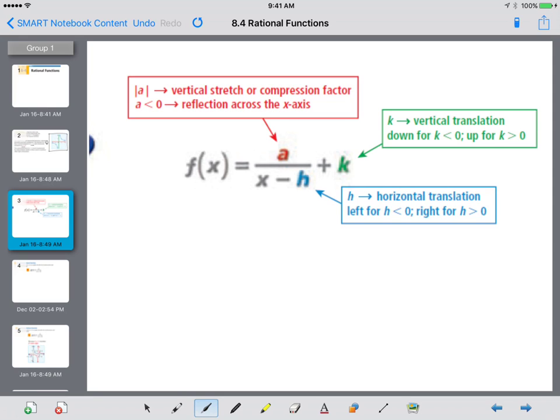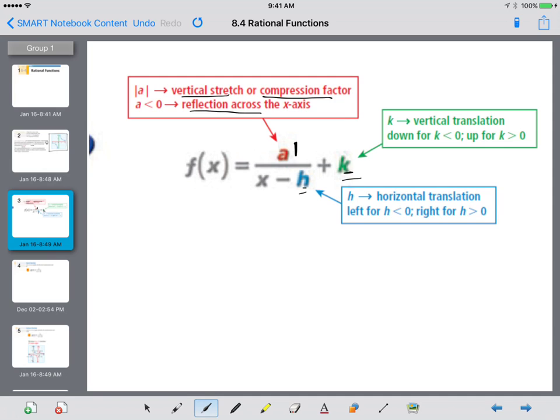F of x equals a. Well, typically, and right now, a is going to be 1. We're only going to deal with an a equal to 1. If a was something different than 1, we might have a vertical stretch, or we might have a compression, or potentially a reflection depending on if it changes signs. The two transformations we're going to focus on is a horizontal translation, described for h, and a vertical translation for k.